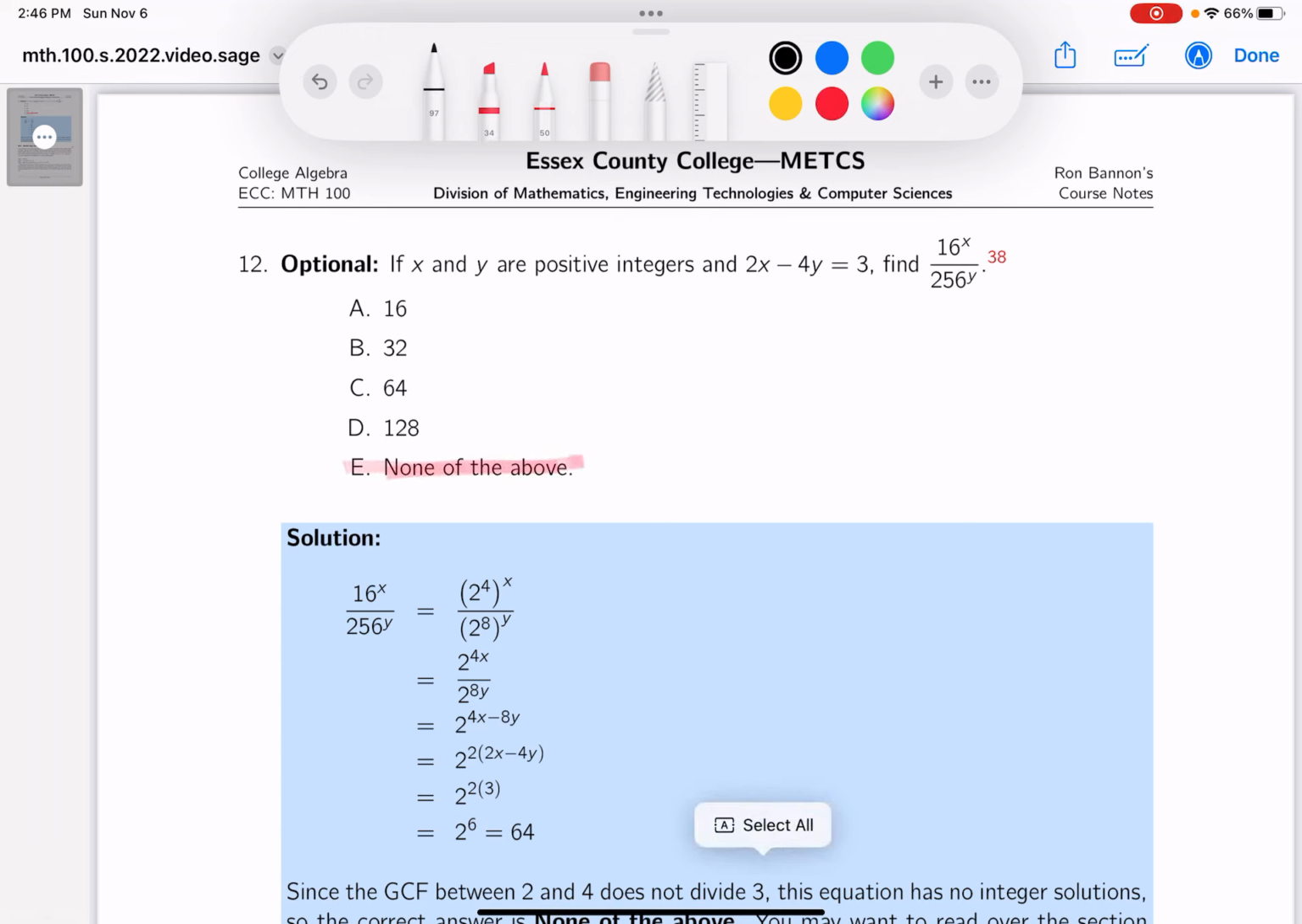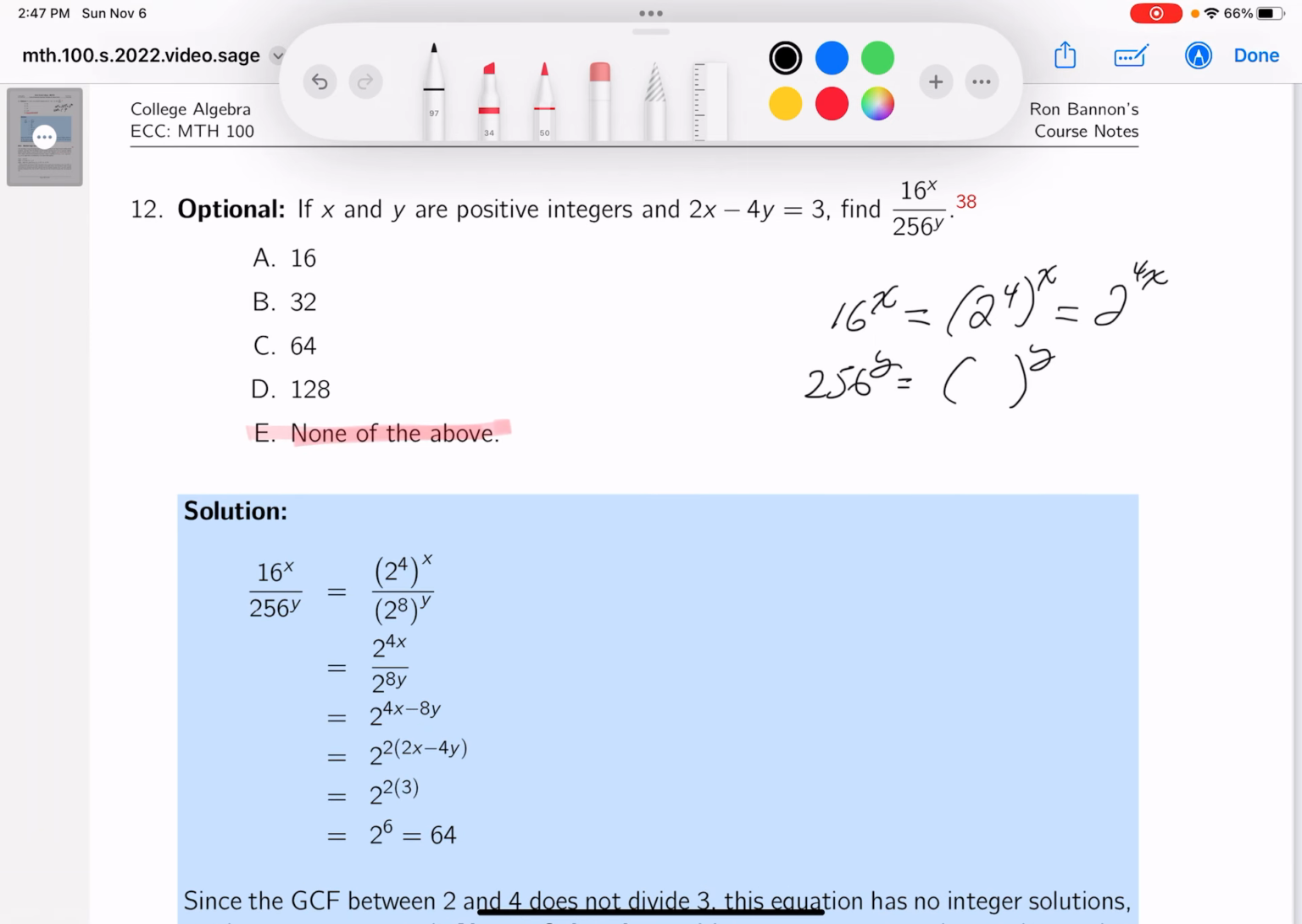So what they may do is they may look at 16 to the x and just see if they can simplify the problem. Well, 16 is what? 2 times 2, that's 4, 8, 16. So 2 to the 4, that's raised to the power x, so 2 to the 4x. And 256 to the y, well, that's going to be 2 to a power as well, but a little more complicated. 2 times 2 is 4, 8, 16, 32, 64, 128, 256. That's 2 to the 8th. And you can get 2 to the 8y.